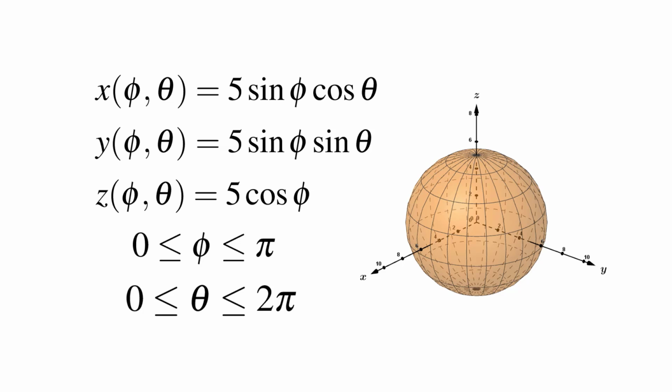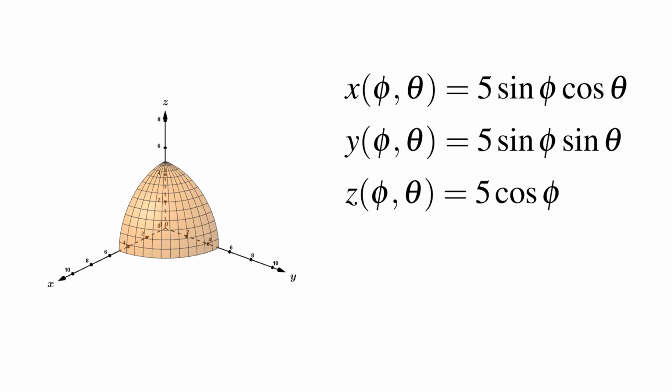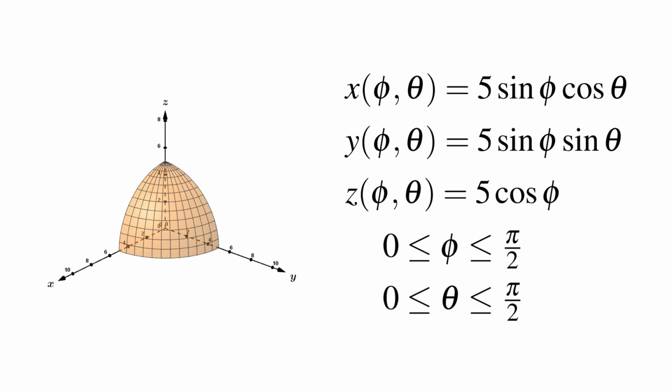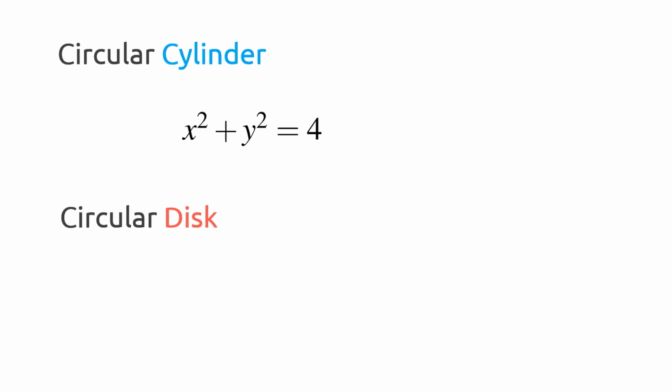If we want only a portion of the sphere, for example, just the shell in the first octant, we still use the same x, y, z, and we restrict the parameter domains phi and theta both between 0 and pi over 2. Or, if we want only the bottom hemisphere, phi will be between pi over 2 and pi. Next, let's look at the differences between a circular cylinder and a circular disk.